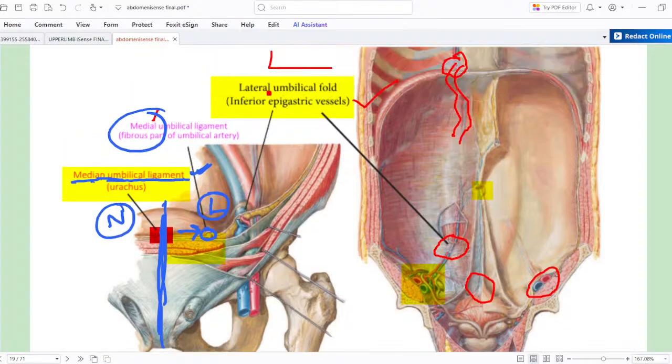And this is lateral. Can you hear me or no? Yeah, yes, sir, we can hear you.